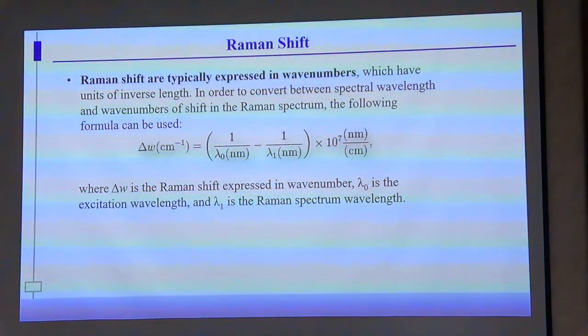And here we use Raman shift, and that's typically expressed in the wave number. And here is the formula for the Raman shift: delta W in centimeter inverse is equal to 1 by lambda 0 nm minus 1 by lambda 1 nm, multiplied by 10 to the power 7, that is for nm to cm conversion. And delta W is called Raman shift, and is expressed in the wave number. So simply using this formula, you can have information about the Raman shift.